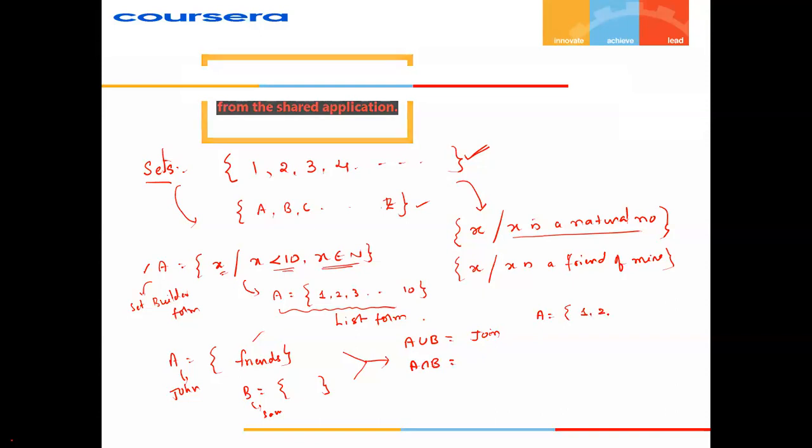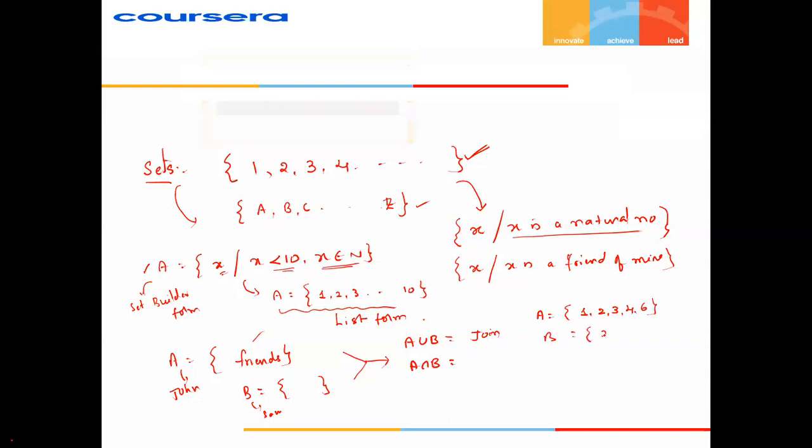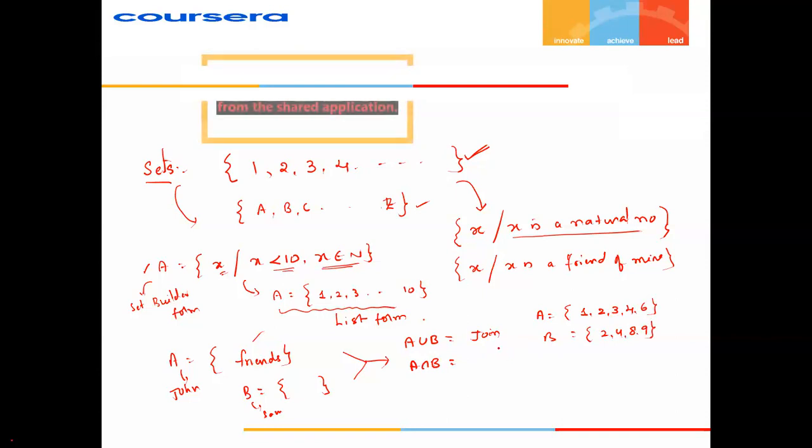Suppose A is a set consisting of 1, 2, 3, 4, and 6. B is a set consisting of something like 2, 4, 8, 9. Now we want to find all together what the elements of A and B are. If you want that, then we talk about A union B. That means we list out 1, 2 is there in both, 3 is there in the first one, 4, 6, 8, 9. This is what we call a join.